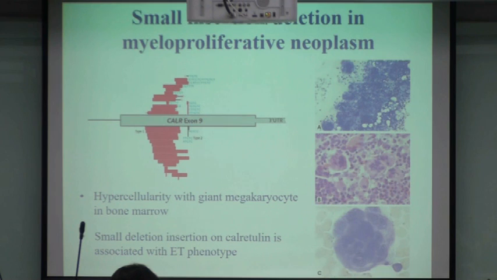Now we have talked about types of mutation, right? It can be the type that has a base change, or some small insertion, some deletion, and some base changes will lead to missense mutation. Some will lead to nonsense mutation, right?